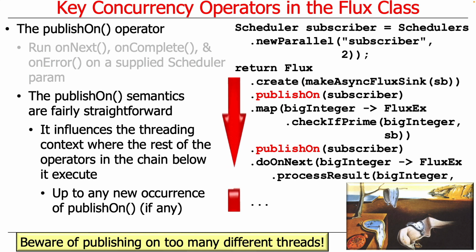So context switching: it's very syntactically easy to write code like this, but if you're not careful, under the hood, moving things between threads requires switching from one thread context to another, and that has overhead, unless you're using virtual threads.